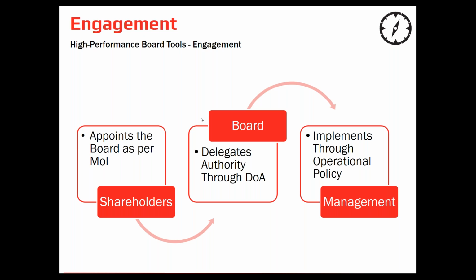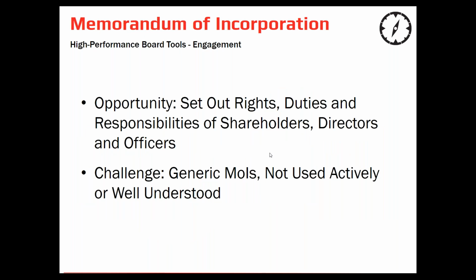The purpose of this diagram is just to create a little bit of a visual reference of the flow of policy, starting with the memorandum of incorporation through to the delegation of authority and operational policy, showing how this delegation of responsibility flows from shareholders down through to management. As I mentioned, the memorandum of incorporation sets out the rights, duties, and directives of shareholders, directors, and prescribed officers, and other people, like members of board committees, for example.